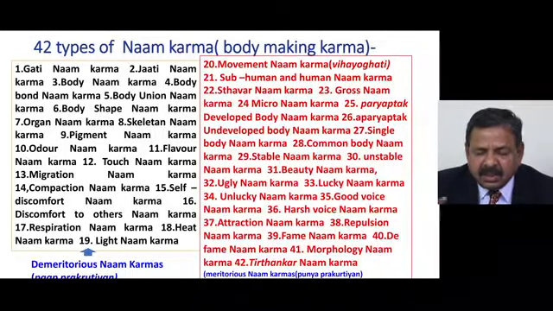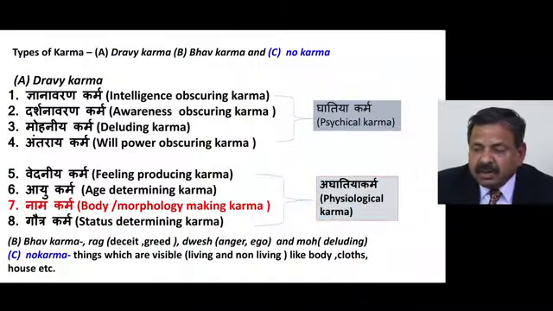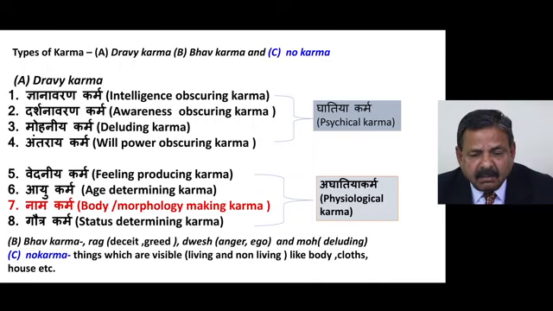What is visible to us comes under the Nam Karmas, which we also call No Karma. Just for the sake of knowledge, the karmas are differentiated into three broad categories: Drav Karma, Bhav Karma, and No Karma. Drav Karma, as you know, are the eight karmas, in which the first four are Ghatiya Karma and the last four are Aghatiya Karma. Bhav Karma means Raga, Dvesh and Moha, etc. That is deceit, greed, anger, ego and delusion. All these things are covered under Bhav Karma.